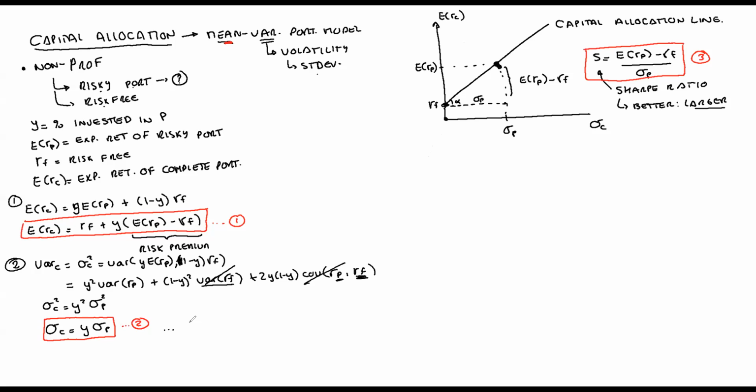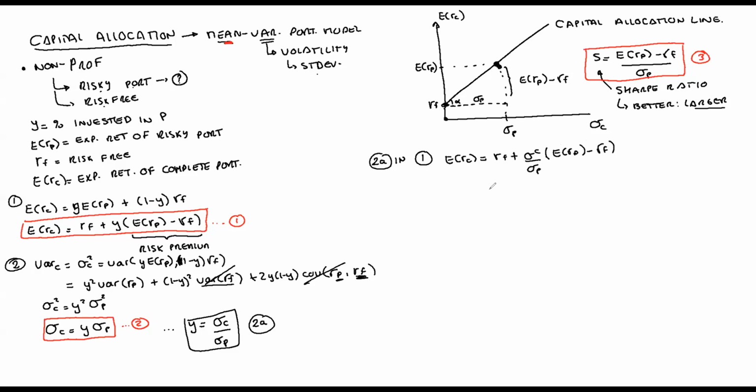Can you note that from here, y equals sigma c over sigma p, correct? I can call this 2a. Do you agree with me, guys? I simply consider y as a function of sigma c and sigma p. Now I will rewrite 1, putting 2a in 1. So y equals sigma c over sigma p, which multiplies ERP minus RF. If I reorganize this, it is RF plus (ERP minus RF) divided by sigma p, all times sigma c. Correct, guys?